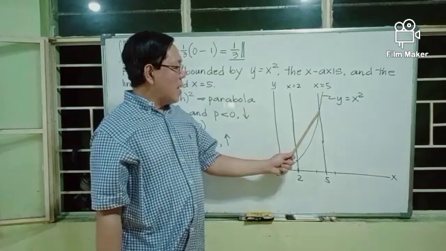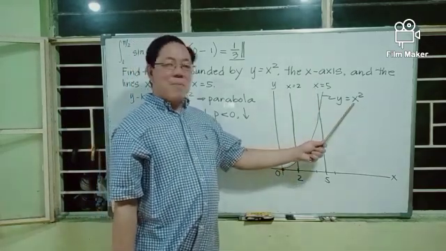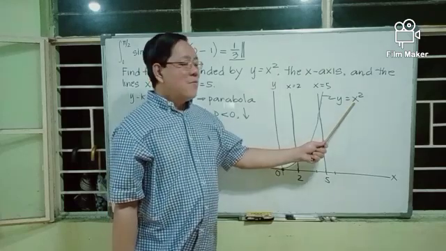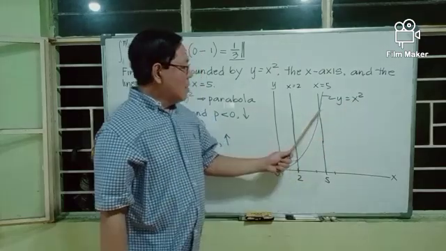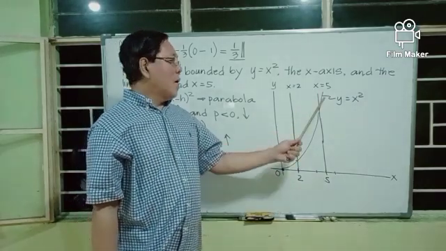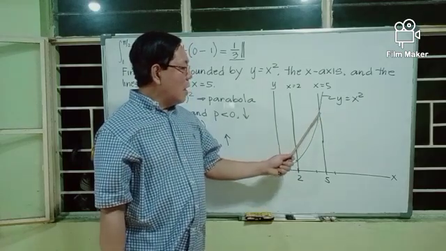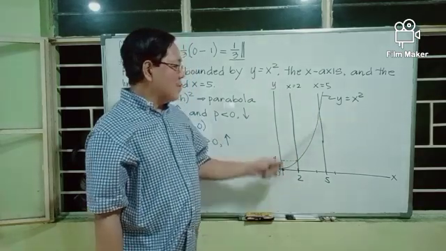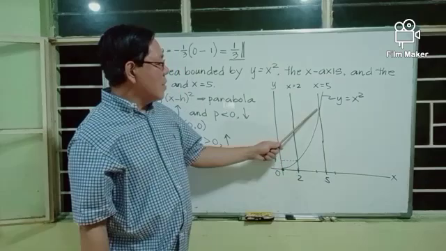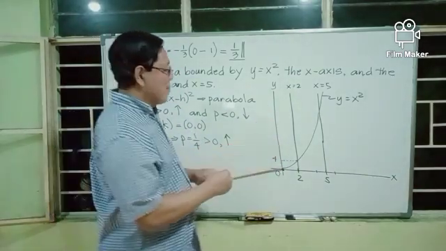At this point, the value of x is 5. And when x is 5, the value of y is 5 squared. So this point of intersection of the line x equals 5 and the parabola y equals x squared has coordinates (5, 25). x is 5 and y is 25.